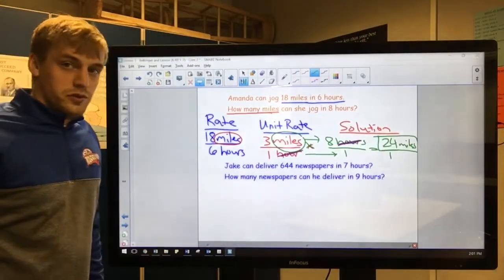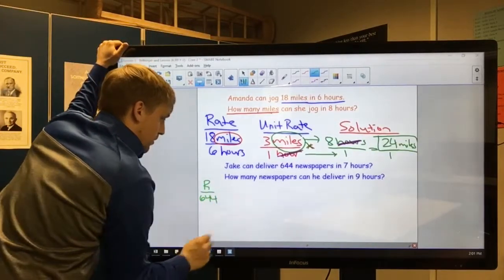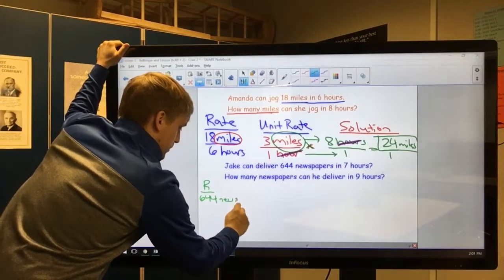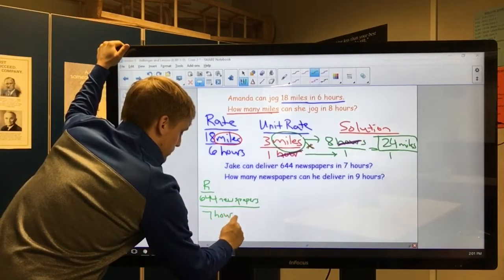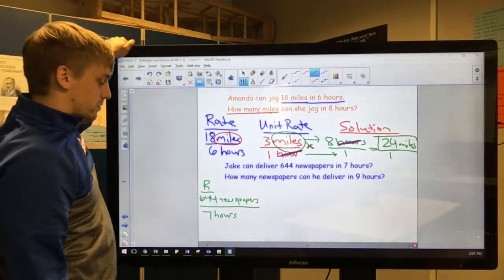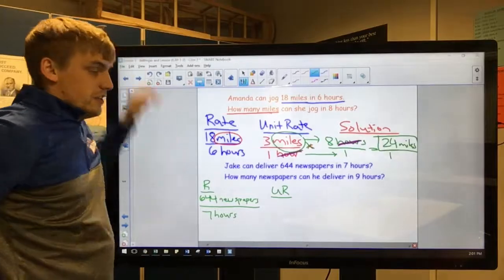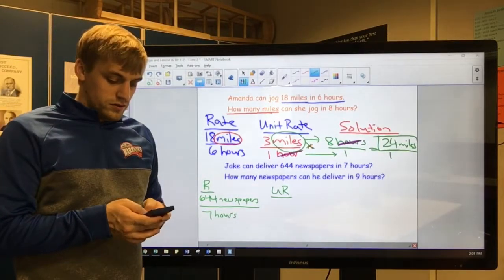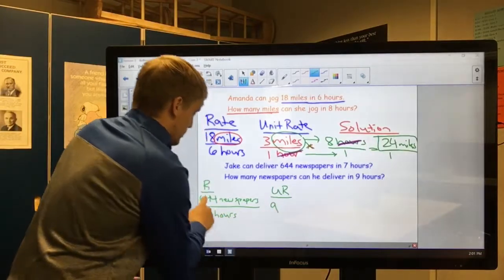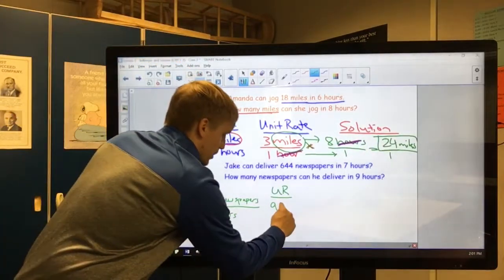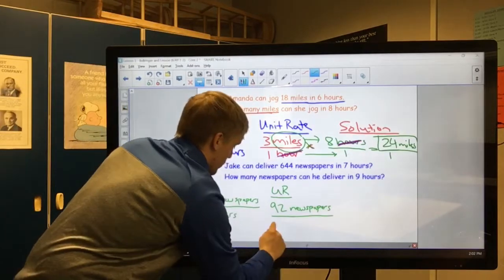Jake can deliver 644 newspapers in 7 hours. So the rate is 644 newspapers in 7 hours. Okay, the unit rate is 644 divided by 7. So I'm going to pull out the calculator because you can use those. 644 divided by 7 on the calculator is 92. So 92 newspapers per 1 hour.